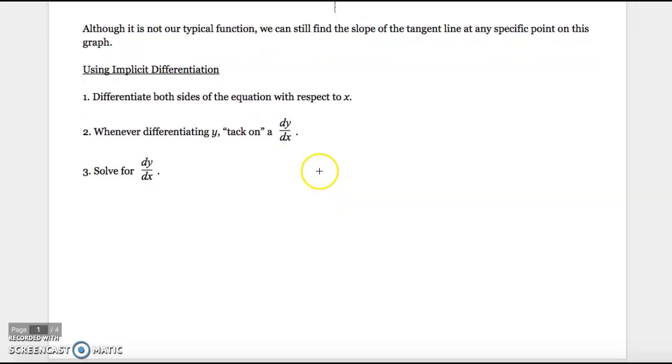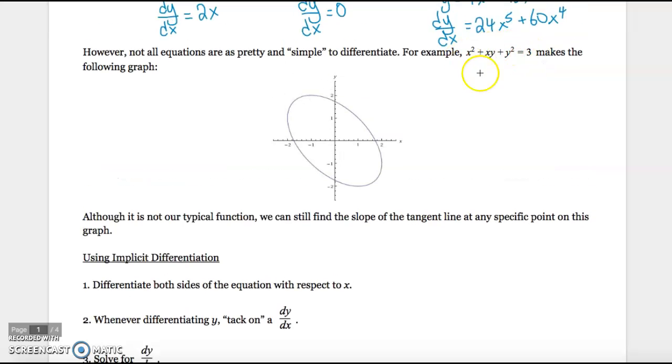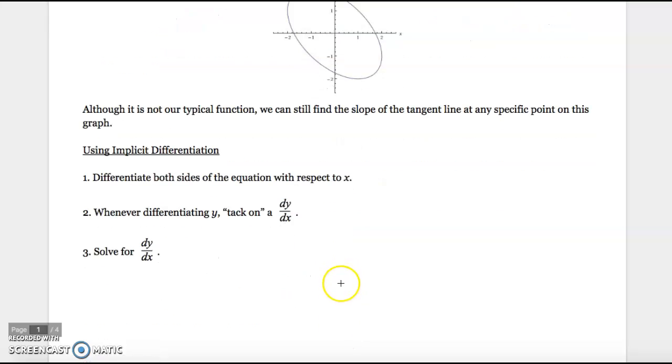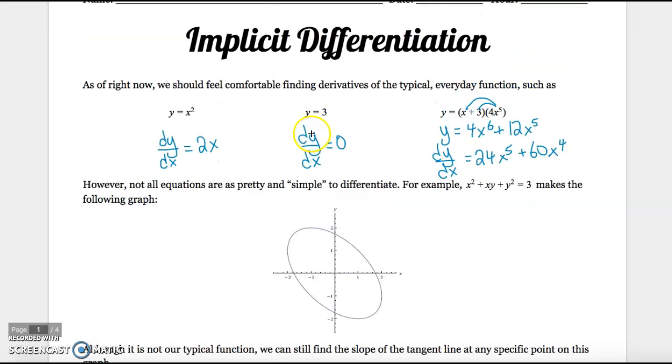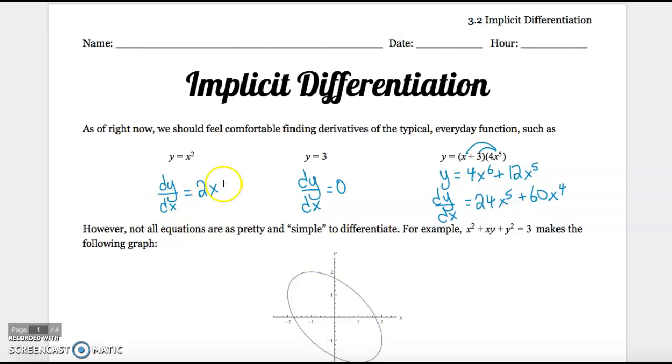These are your steps for implicit differentiation. You want to differentiate both sides of your equation with respect to x. You notice how this isn't solved nice and neat for y. That's what makes it a problem you'd have to use implicit differentiation for. Whenever you differentiate a variable y, you need to, and I put this in quotes because it's not mathematical, tack on a dy/dx. Then at the very end, we want to solve for that dy/dx. Just the same way that I was showing you, we take the derivative of y with respect to x up here.